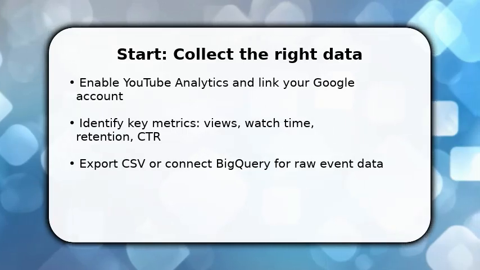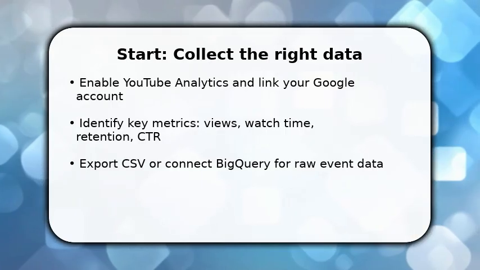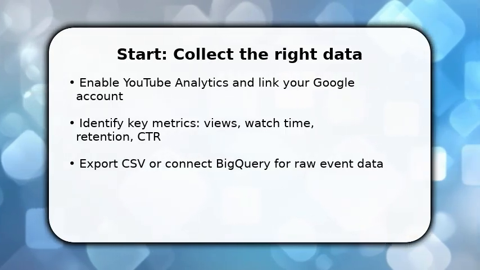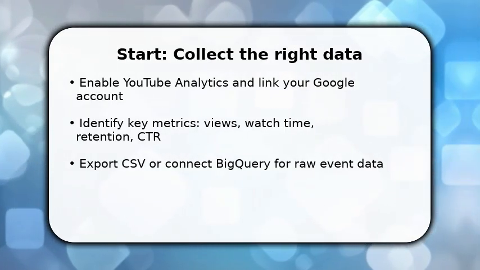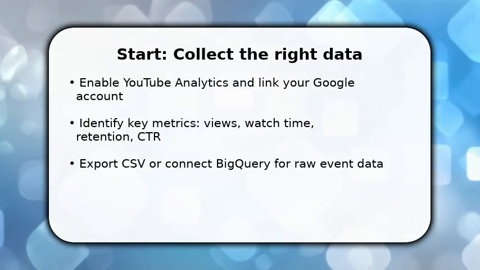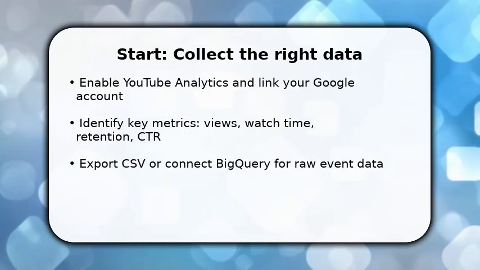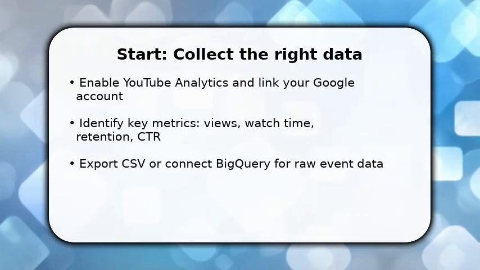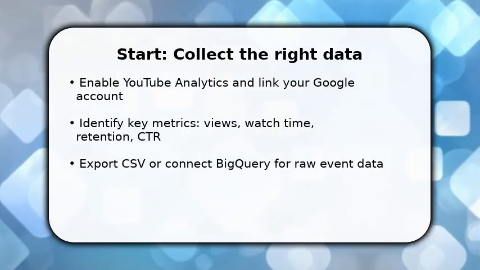You begin by collecting the right signals. Enable YouTube Analytics and link your Google account so data flows. Next, choose metrics that match your goal: views for reach, watch time for engagement, CTR for thumbnails. Once done, export CSVs or connect BigQuery to get full event-level data.